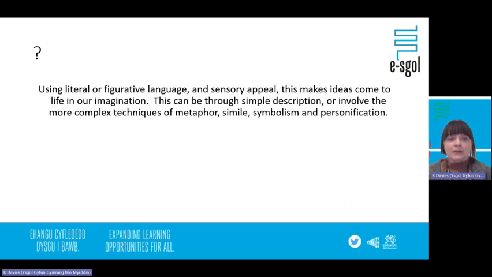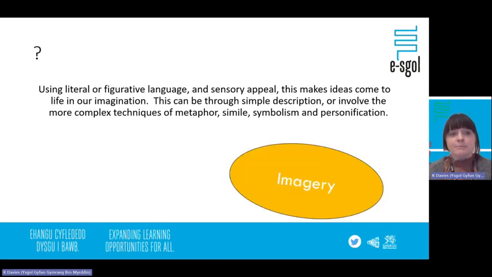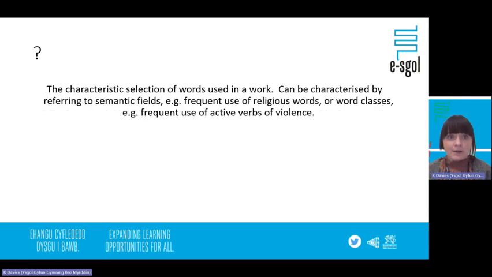Then you have the writer using literal or figurative language with some sort of sensory appeal. It could make ideas come to life and makes them a lot more realistic, quite possibly, sometimes through description, but more often than not, it involves more complex techniques such as personification, metaphor, allusion, symbolism, simile. All right, so be mindful that this use of literal or figurative language is used quite commonly by playwrights. The imagery choices, essentially, is what we're looking at.